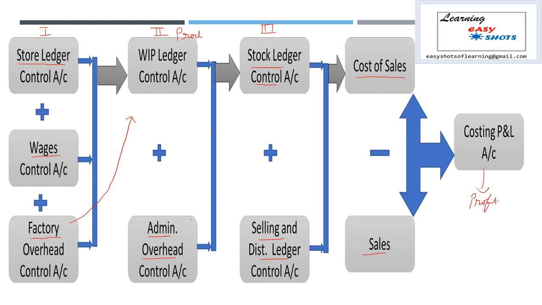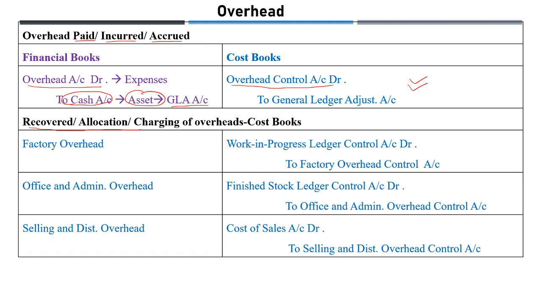The second overhead is admin overhead control account, and this expense is charged to finished stock ledger control account. So we debit the finished stock ledger control account. And this third overhead is selling and distribution ledger control account. So we charge this overhead to cost of sales. So we debit the cost of sales account for charging selling and distribution ledger control account. So when we charge or allocate our overheads, when we charge factory overhead, the factory overhead is charged to production.